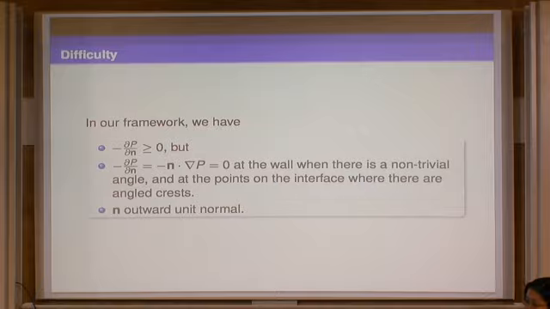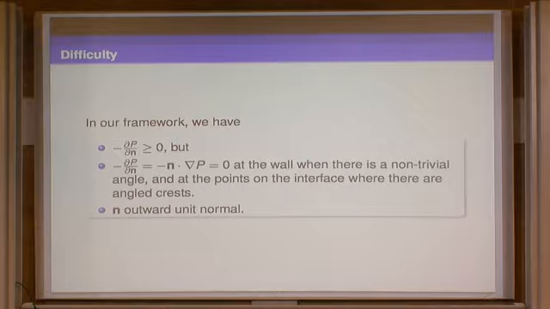All the previous work relies on negative dp/dn being greater than a positive constant. Now it's equal to 0 at the wall. And he gave me a very simple argument. So this is really the difficulty. It turns out that in our framework, we can still prove negative dp/dn is always greater than or equal to 0. But it's equal to 0 at the sharp crest and at the boundary when the angle is not 90 degrees.